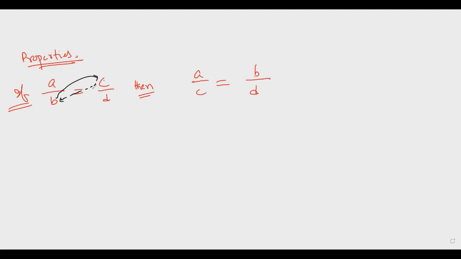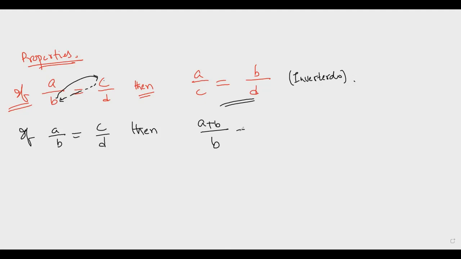Right, A by C and B by D, this is called inverted. Is that okay? Now similarly, if A by B is equal to C by D, then what will happen is that A plus B divided by B is equal to C plus D divided by D. This is known as componendo, right?